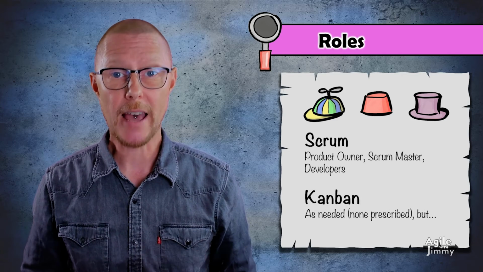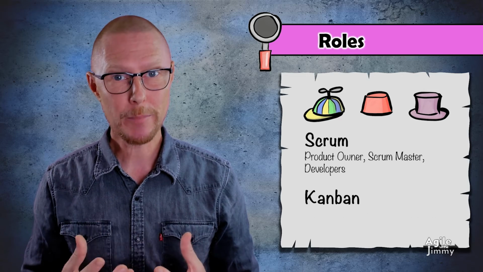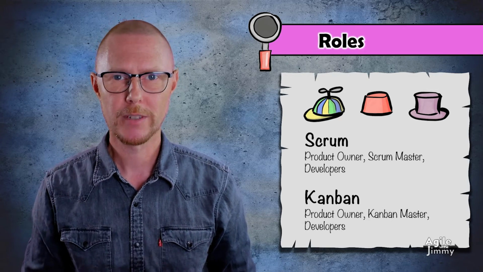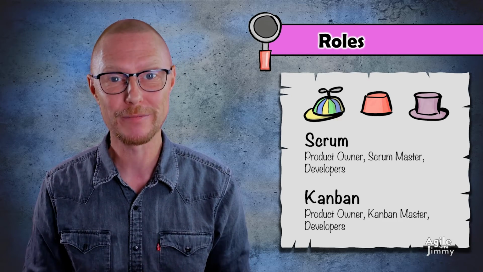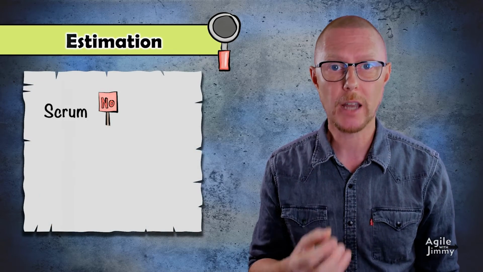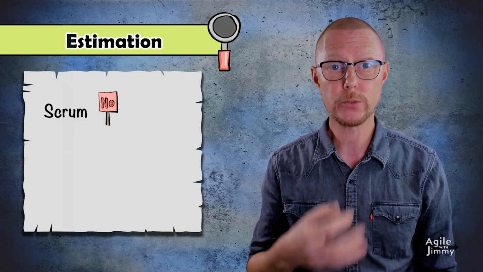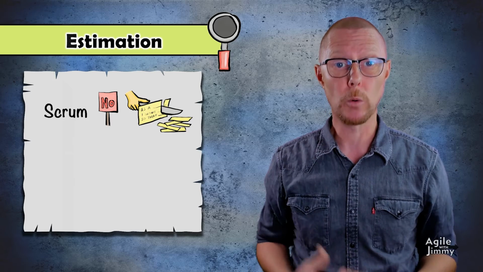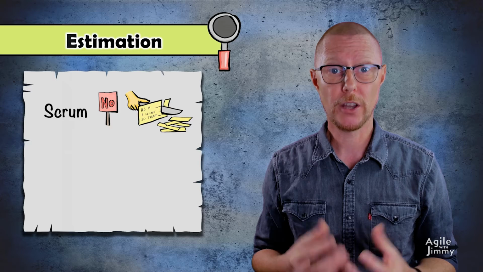You may define them as needed, but with very few exceptions, Kanban teams I've worked with do have a product owner and a Kanban master, sometimes even called a Scrum master. And estimations. Actually, a lot of Scrum teams I work with have learned that they don't need or want to estimate using story points, for example. They instead practice slicing big things into smaller pieces until it feels like it's accomplishable within a sprint.